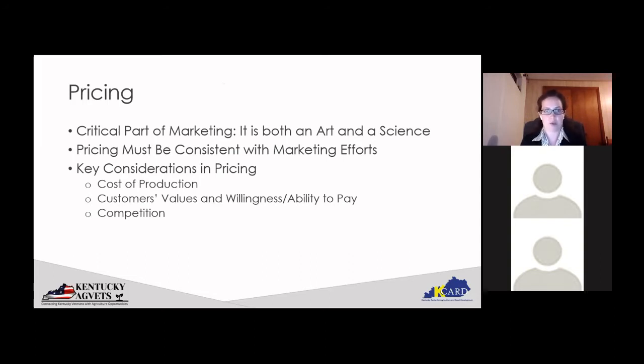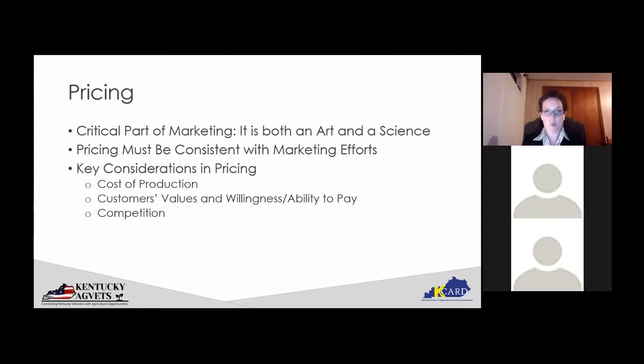So for example, if you had a higher end product and you're looking to target the demographic with high disposable income, that price needs to be pretty consistent with that group. However, if you are looking to target a different group, then you need to make sure that that pricing is consistent. Some considerations when thinking about pricing your product.